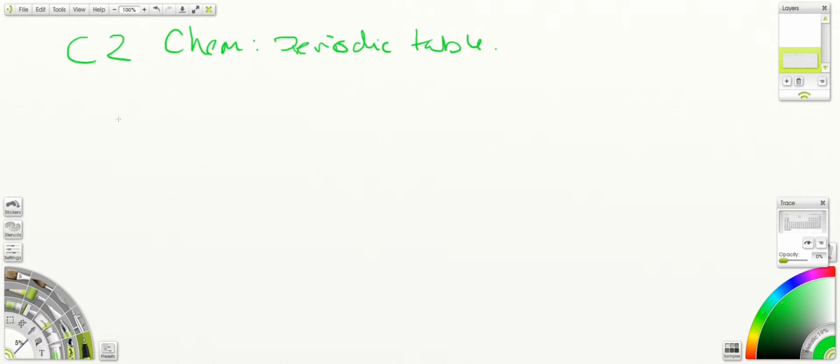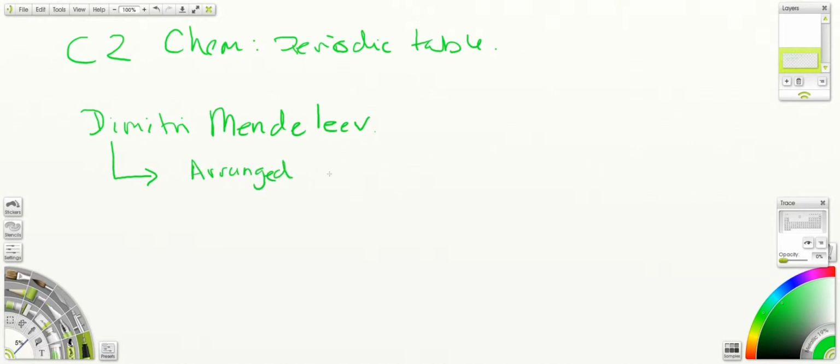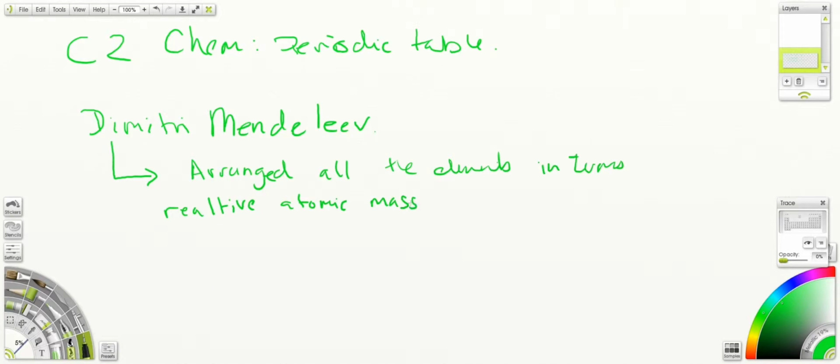Okay, so there was this guy by the name of Dmitri Mendeleev, and what he did was he arranged all the elements that he knew of in terms of their relative atomic mass. I'm going to look at that word in more detail later, okay? But basically, he put them in order from lightest to heaviest, and he arranged them in groups, okay? We're going to cover what a group and a period is a bit later as well. So when we're covering that, remember Mendeleev.